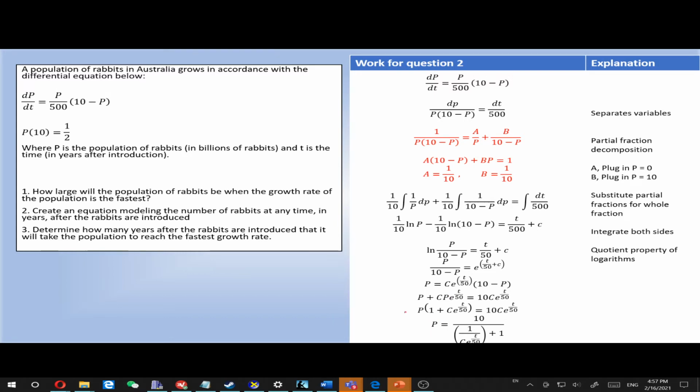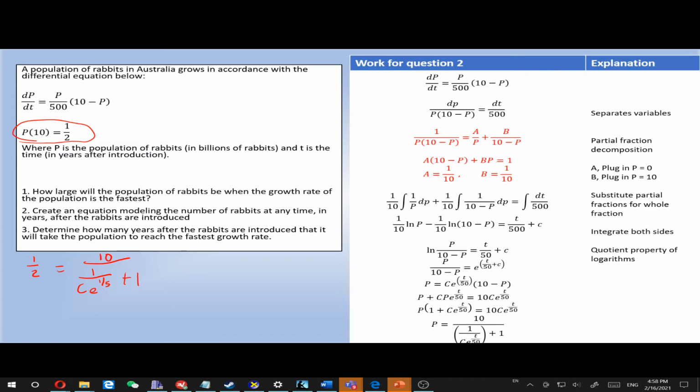So right now, I'm going to plug this value into this equation. So P is 1/2, equals 10 over 1 over c e to the t, which is 10. So this is 10 over 50, or 1/5, plus 1. And now we can solve for c.